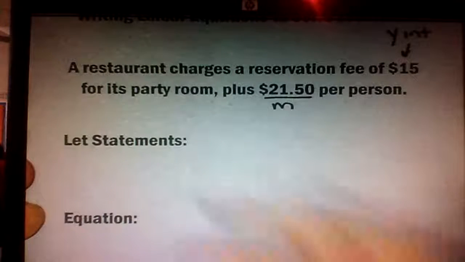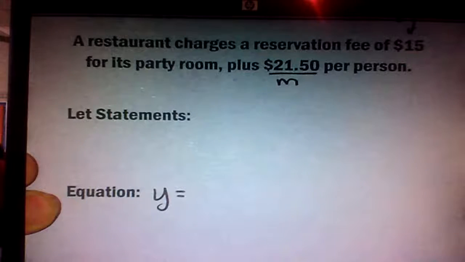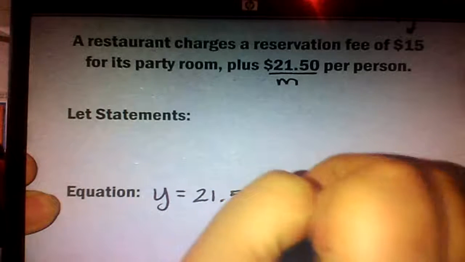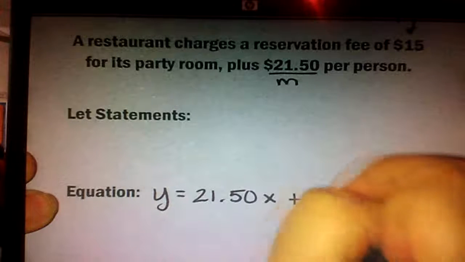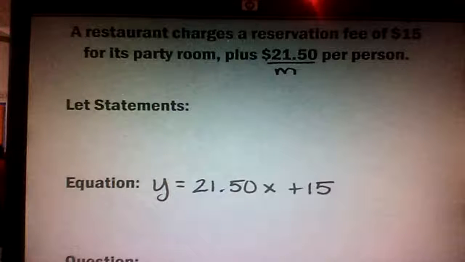Okay, so my equation then is y equals your slope, so 21.50 times x plus 15. Remember your slope is always what's multiplied against your independent variable, which is your x. And your y-intercept is always what is added at the end, because that's your starting point. Mx plus b.